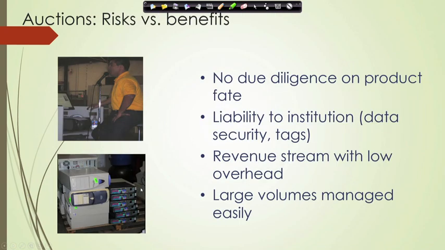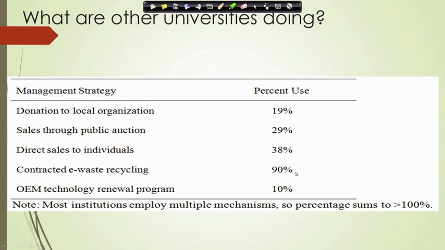So, when you are looking at any product, as we saw earlier, we have to do due diligence on product fate. As per the e-waste management rules, we have to do that. If you do not manage it properly, it becomes a liability to the institution: data security, tags, revenue stream with low overhead. Large volume is actually managed much more easily. So, we have to look at all these risks and benefits.